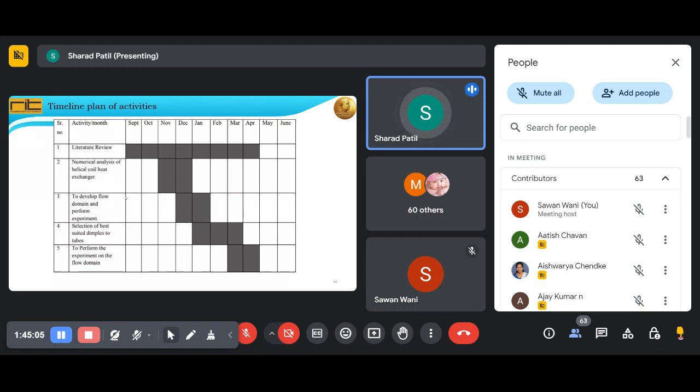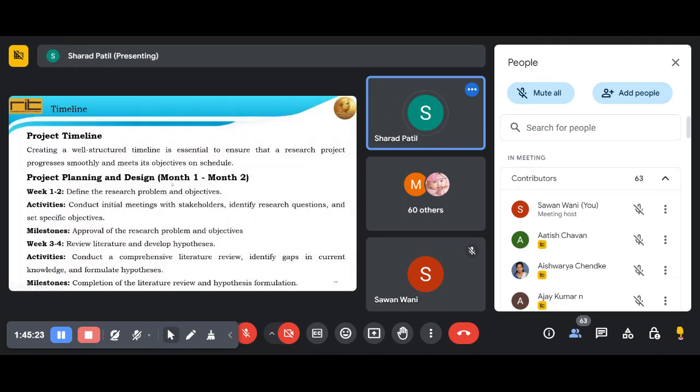And lastly, the point is the timeline for the different activities. You have to make this chart. You have to categorize different activities of your research design. You have to allot the time for each and every activity. So Gantt chart type activities are there, and you can have a timeline for that. So this is about the project timelines.